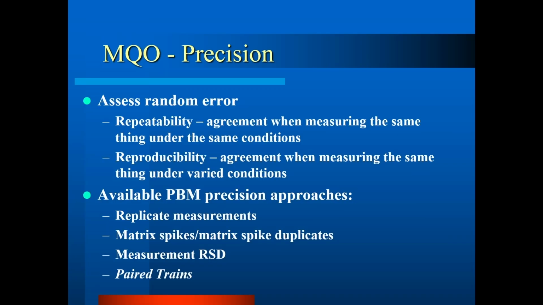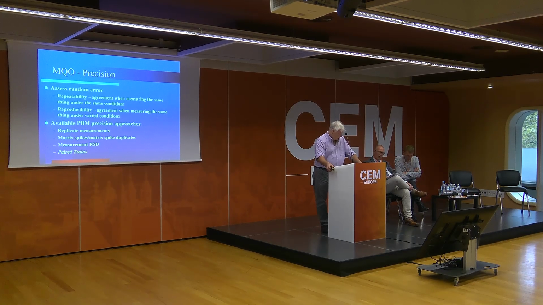Precision, so you're assessing random error, repeatability or reproducibility. There are a number of approaches to assess precision: replicate measurements, matrix spike duplicates, the relative standard deviation. It's really applicable to continuous or instrumental analyzers. And for the standalone chemical methods, paired trains are particularly important.